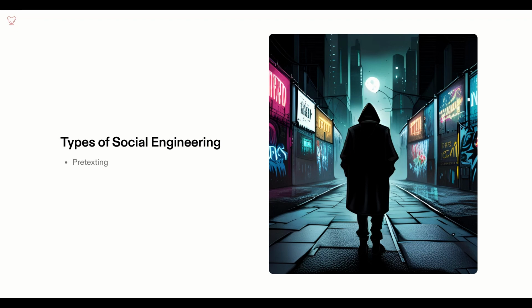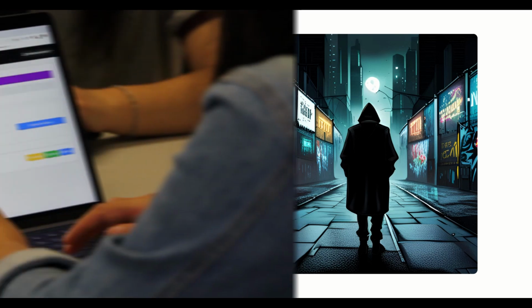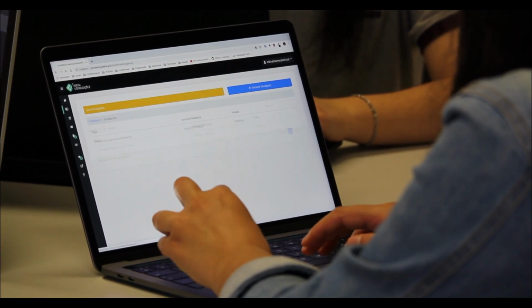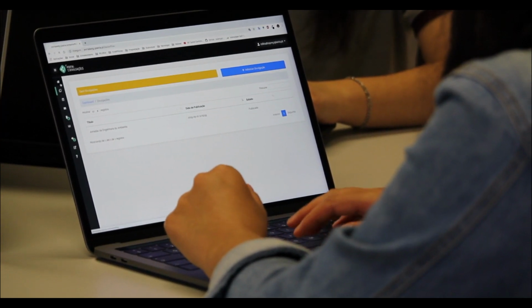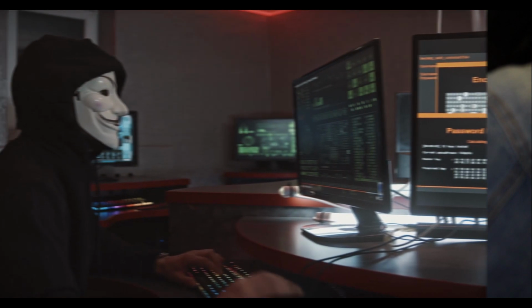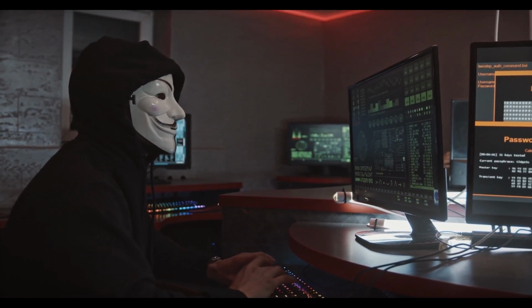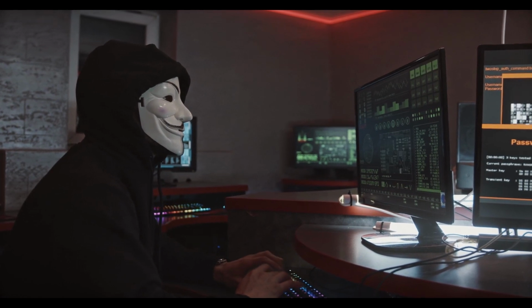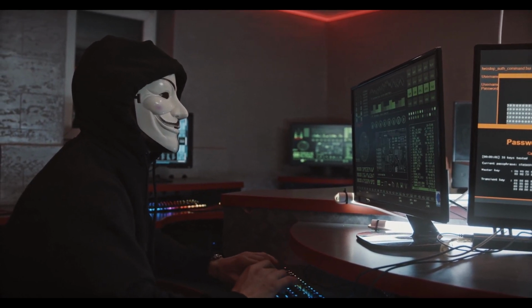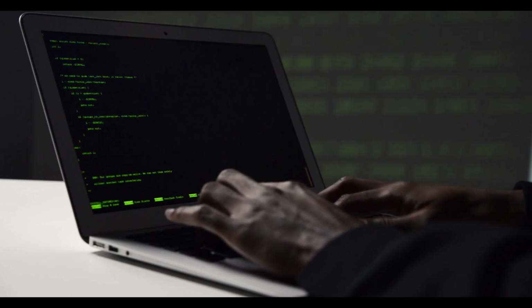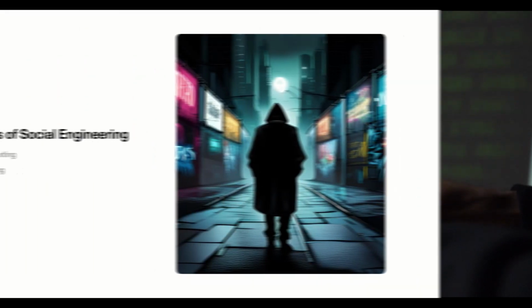One of the most common social engineering tactics is pretexting. Pretexting involves the attacker creating a fabricated scenario or pretext to trick you into revealing information or performing actions you shouldn't. For example, they might pose as a coworker, IT support, or even a trusted authority figure and request sensitive data like passwords or confidential business information.